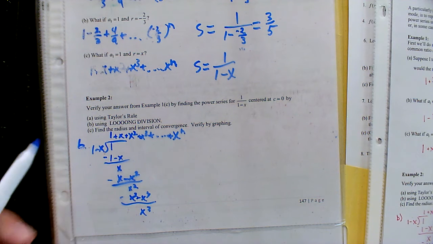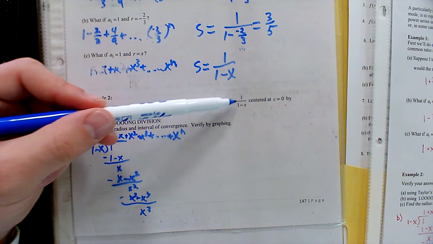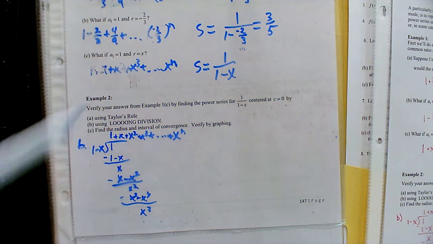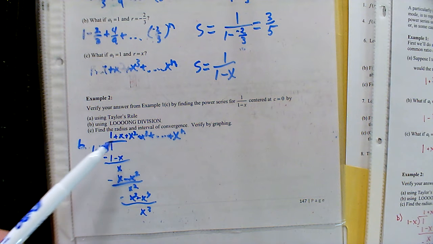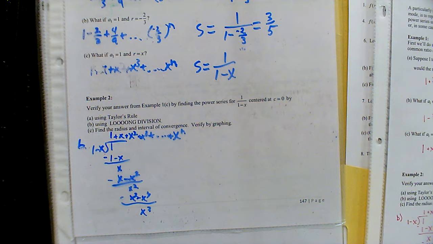So that's another way to derive this one, is actually do the long division. They're telling you 1 divided by 1 minus x. If you actually do that division, you get 1 plus x plus x squared, and it continues on plus x to the n. I have a question.